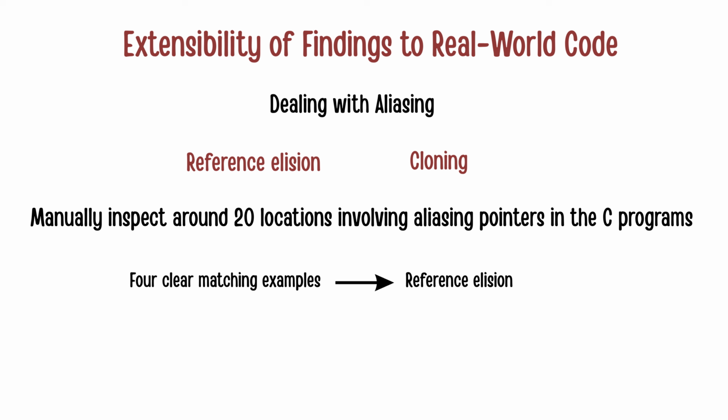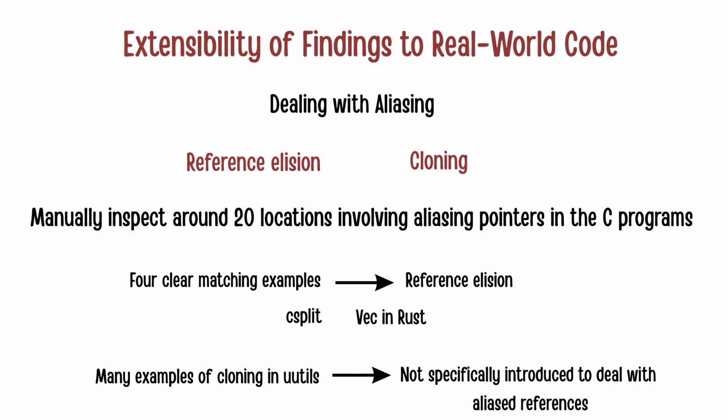One particularly interesting example comes from C split. A linked list implemented using pointers in C is represented using a Vec in Rust. And this is a perfect example of semantic lifting. The authors also find many examples of cloning in uutils. However, unlike the student translations, these clones are generally not specifically introduced to deal with aliased references.